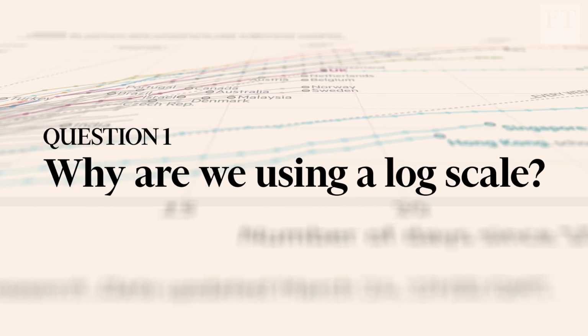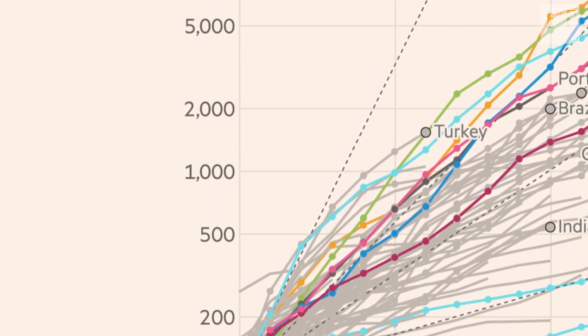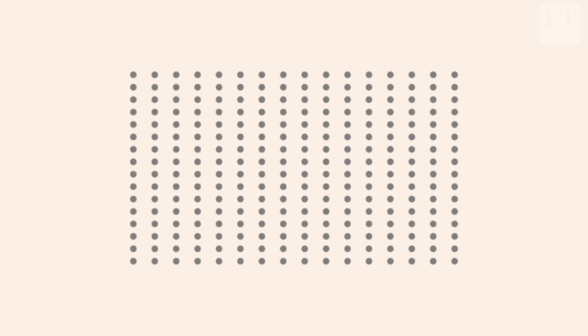Question number 1 is, why are we using a log scale, a logarithmic scale, on the y-axis, the vertical axis? Viruses spread exponentially. So by that we mean it doesn't go from 1 person infected today, then 2, then 3, then 4. It's more like 1, then 2, then 4, then 8. It rises at an ever increasing, ever accelerating rate. And so the great thing about log scales is that they naturally take that into account. So instead of a line that looks a bit like a hockey stick and shoots up into the sky, you get a nice straight line.